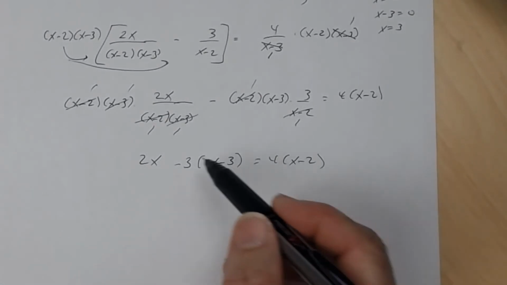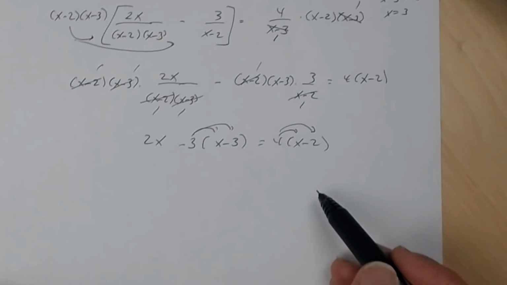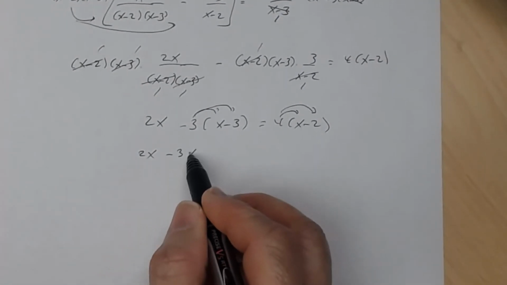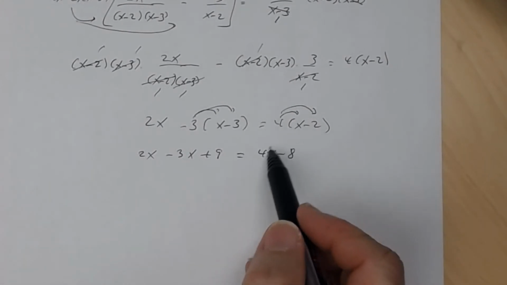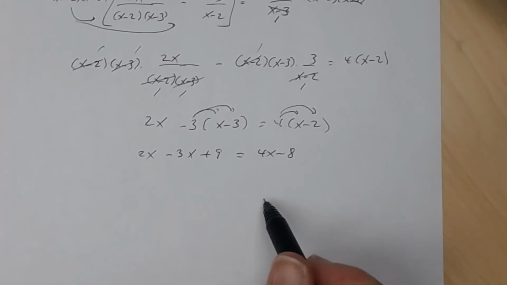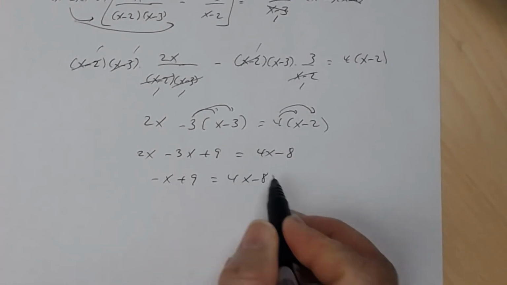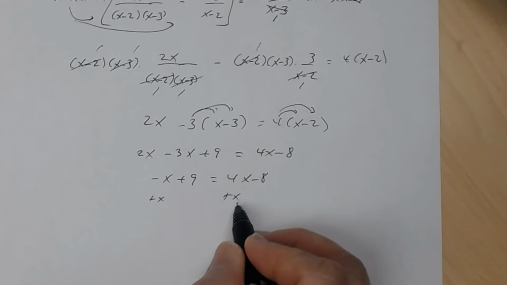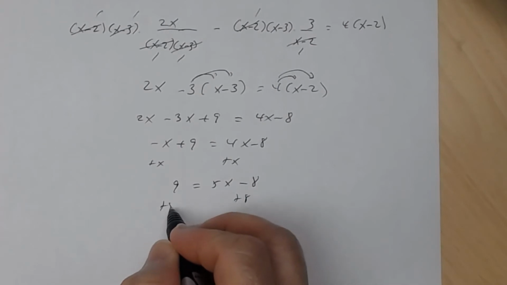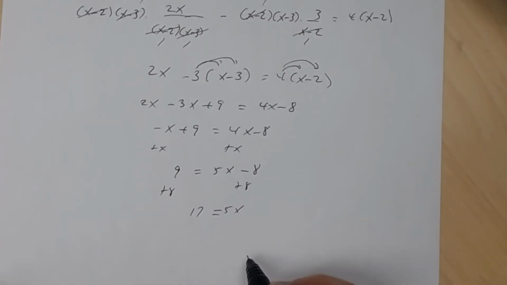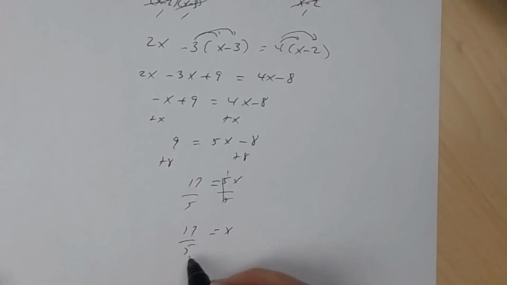Okay, and then the next step is to clear your parentheses. So we're going to distribute the negative 3, we're going to distribute the 4, and so I get 2x minus 3x plus 9 equal 4x minus 8. 4 times x is 4x, 4 times negative 2 is negative 8. Combining like terms, 2x minus 3x is negative x, plus 9 equal 4x minus 8. Adding x to both sides, I get 9 equal 5x minus 8. Adding 8 to both sides, I get 5x equal 17. And then dividing both sides by 5, I get x to be 17 fifths.